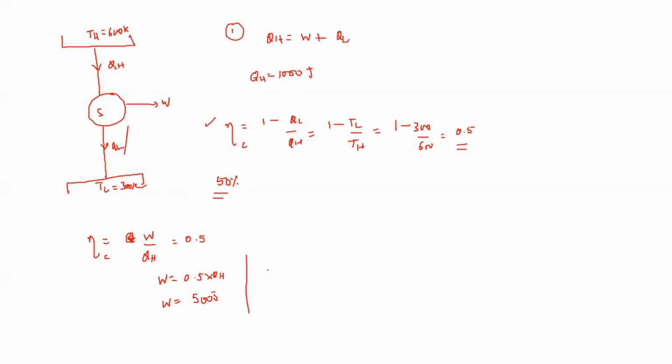At the same time, using the energy balance equation, QL is equal to QH minus W, that is 1000 minus 500, which is again 500 joules. So 1000 joules of energy is transferred to the system, 500 joules is extracted from it as work, and 500 joules is dissipated, which makes the efficiency 50%. Hope this part is clear.